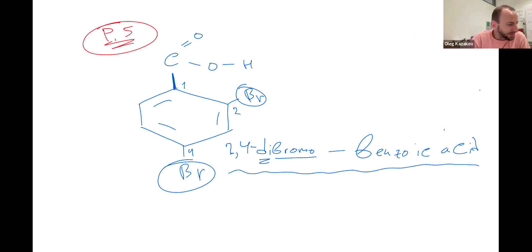So yeah, that's the one. And here we go. That's going to be our di-substituted benzoic acid and tri-substituted benzene molecule in general.